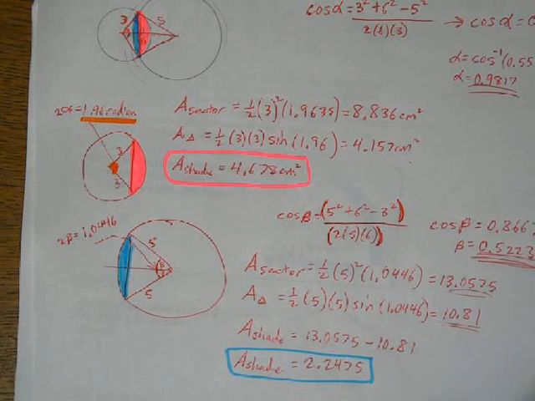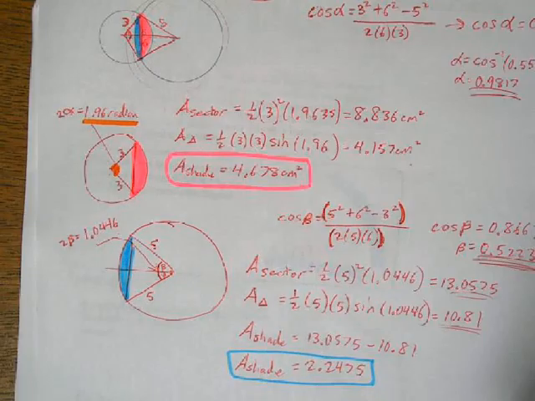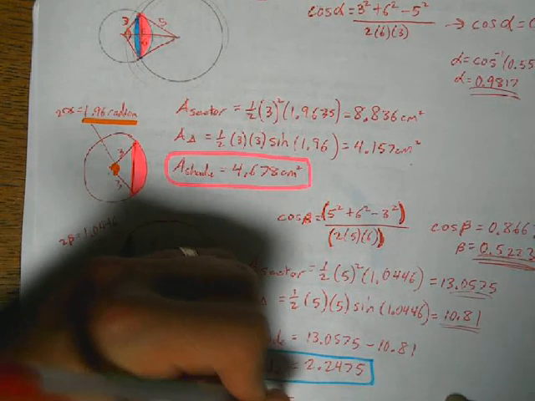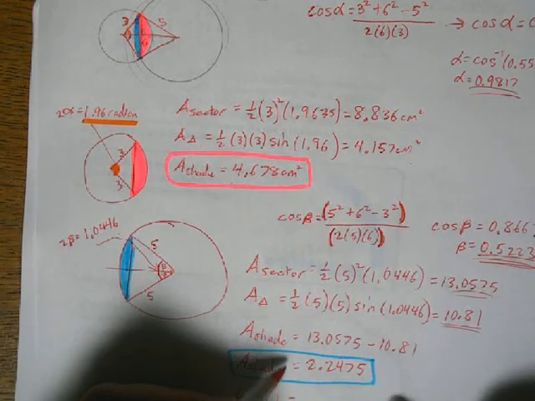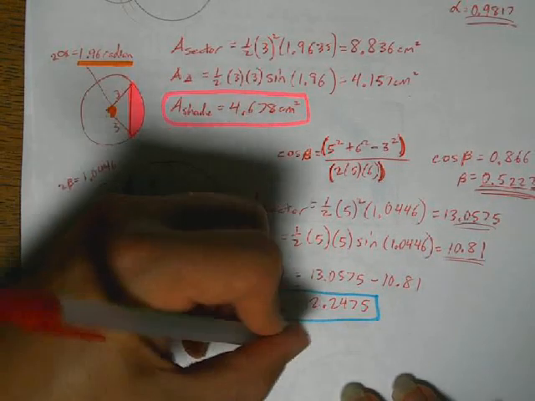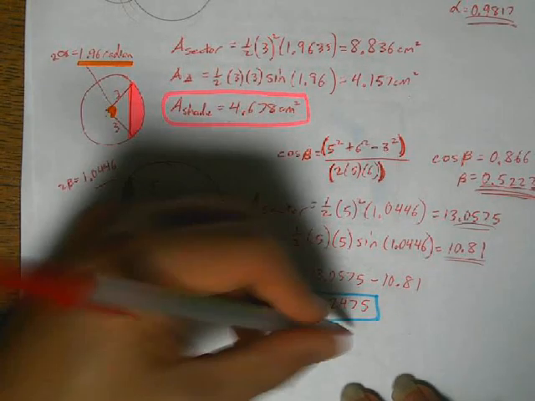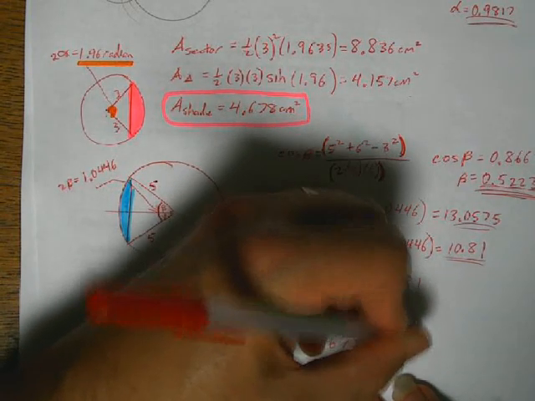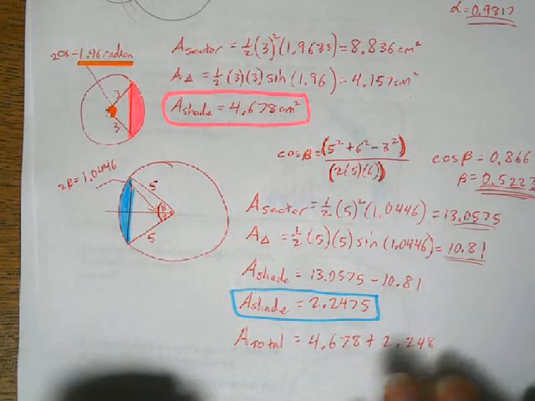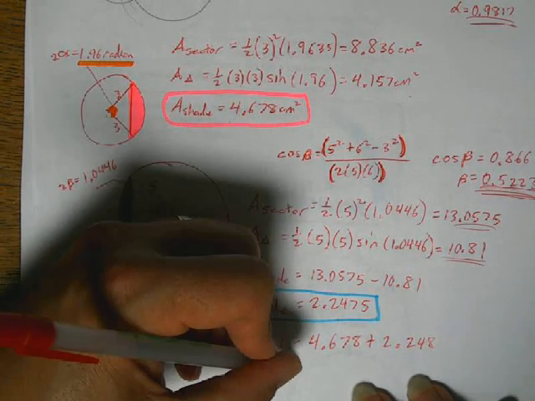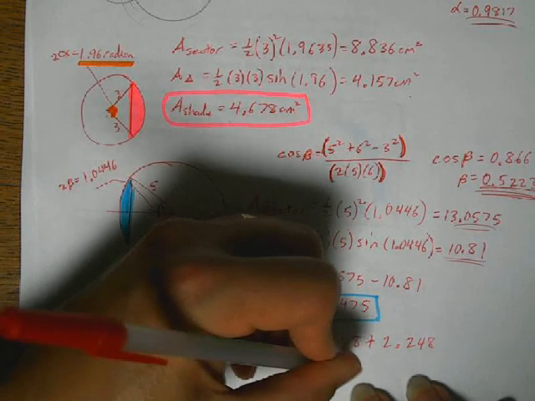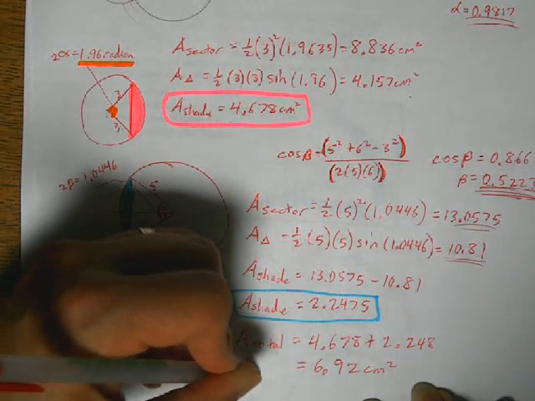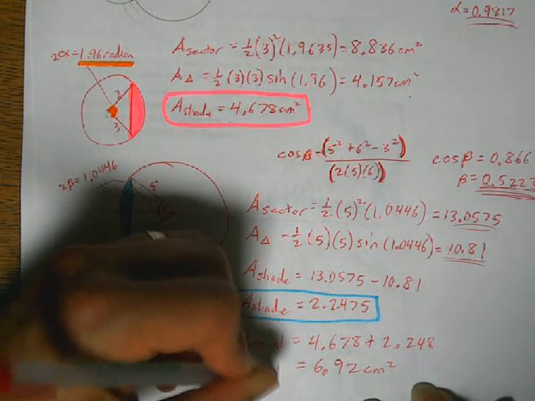So to find this total area shaded, I'm going to add the pink area and the blue area together. 4.678 plus 2.248. Add those together, and I get 6.92 centimeters squared, and that is the total area of the shaded space.